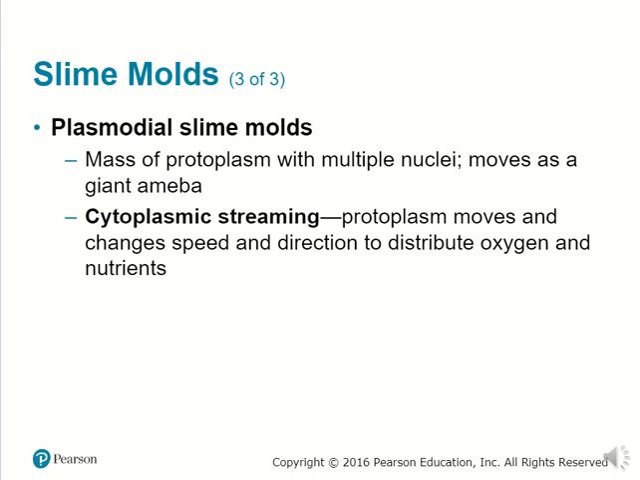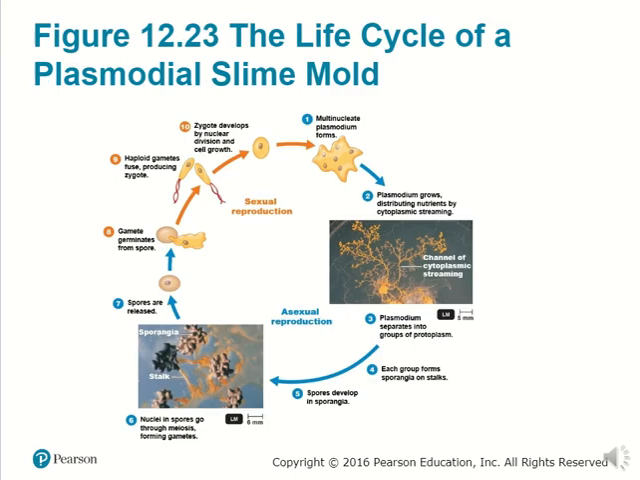For plasmodial slime molds, they form masses of protoplasm with multiple nuclei throughout, and they move as a giant amoeba. Through cytoplasmic streaming, the protoplasm moves and changes speed and direction to distribute oxygen and nutrients.